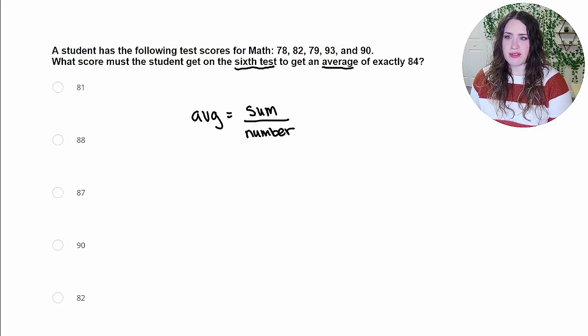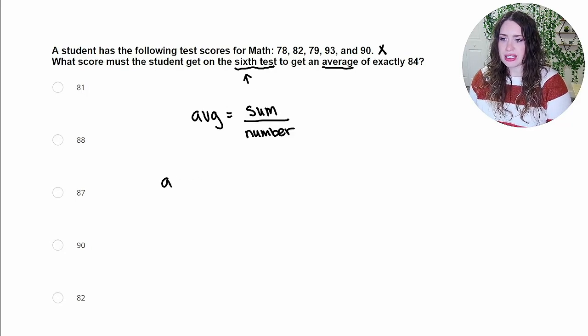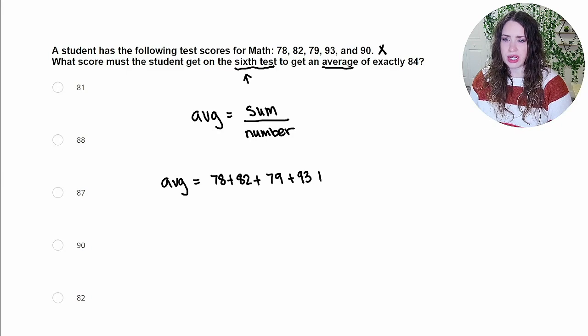So in this case, we're going to find the sum. So we're going to add up all of these scores plus our unknown 6th score, which we're going to represent with an X, and then we're going to divide it by 6 since there are 6 tests. So what that's going to look like is our average is equal to the sum, so 78 plus 82 plus 79 plus 93 plus 90 plus our unknown test score of X all over 6.